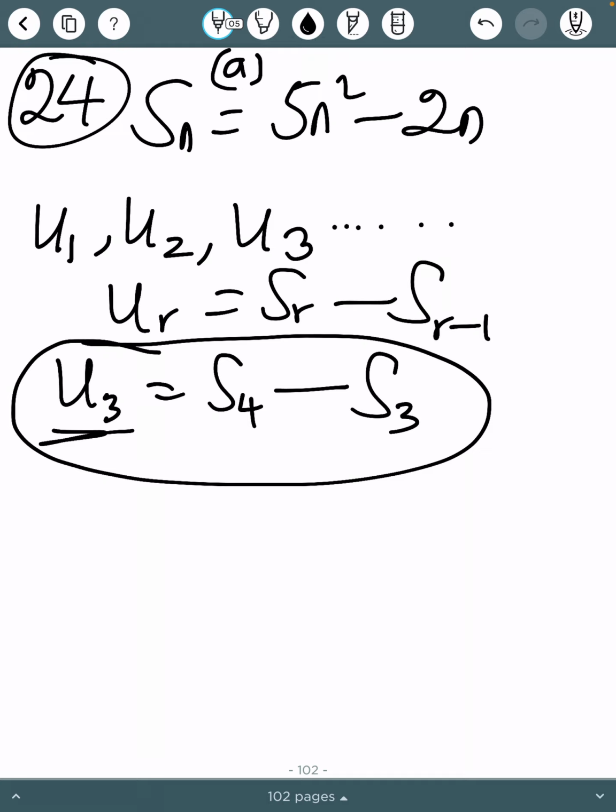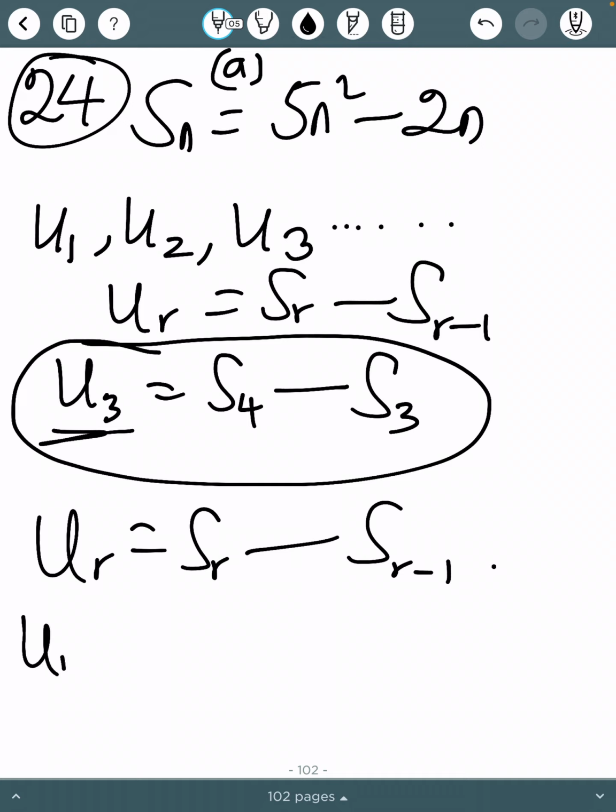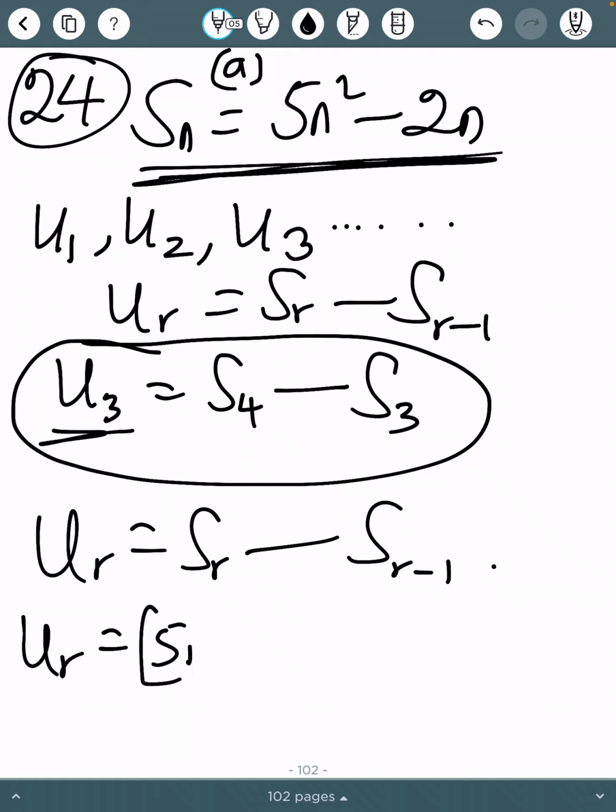What we just need to do is remember that if UR is SR minus SR minus 1, what will SR be? Since Sn is 5n squared minus 2n, SR will be 5r squared minus 2r, and SR minus 1 will be what?